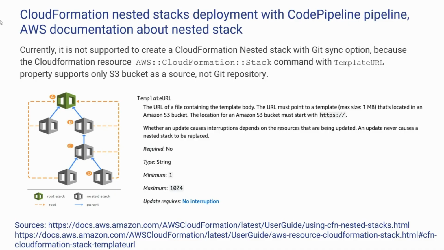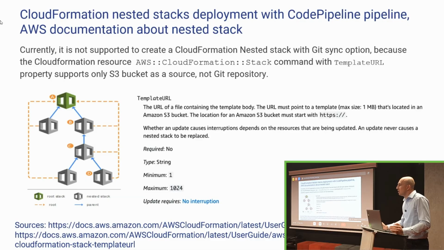If we don't have so many resources, it's not a problem. But if you need logically separated parts, it's better to use nested stacks and operate with them. In this case, the source should be an S3 bucket, and we need a little bit more refined configuration for applying a GitOps strategy.